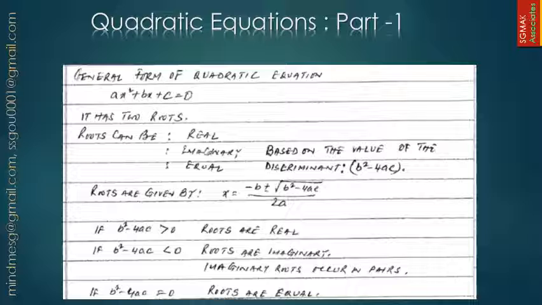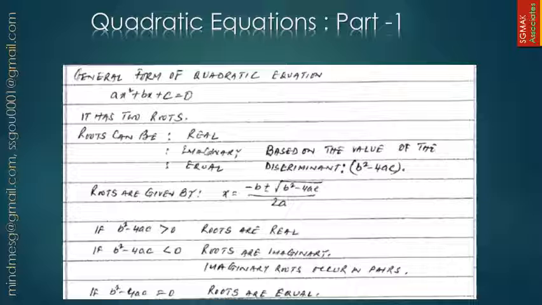Now, the expression that decides the nature of the roots is called the discriminant of the quadratic equation, and is given by b squared minus 4ac. If the discriminant is greater than 0, roots are real. If it's less than 0, roots are imaginary. And if the discriminant equals 0, then roots are real.